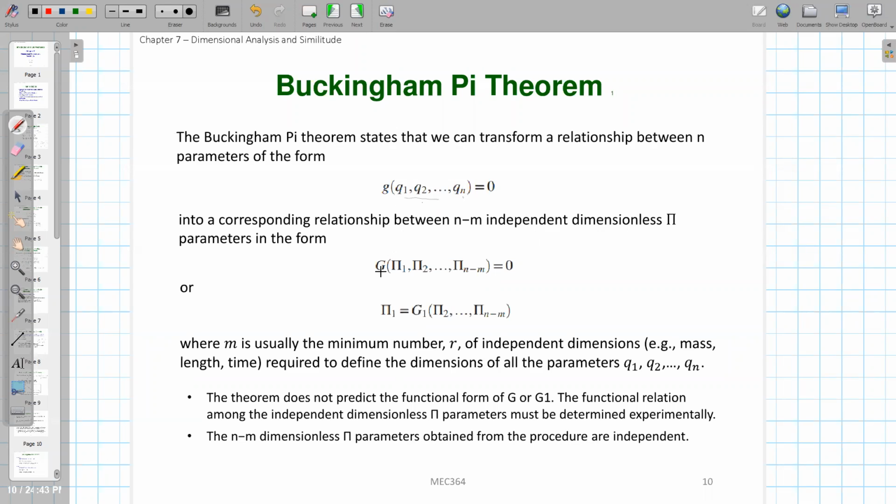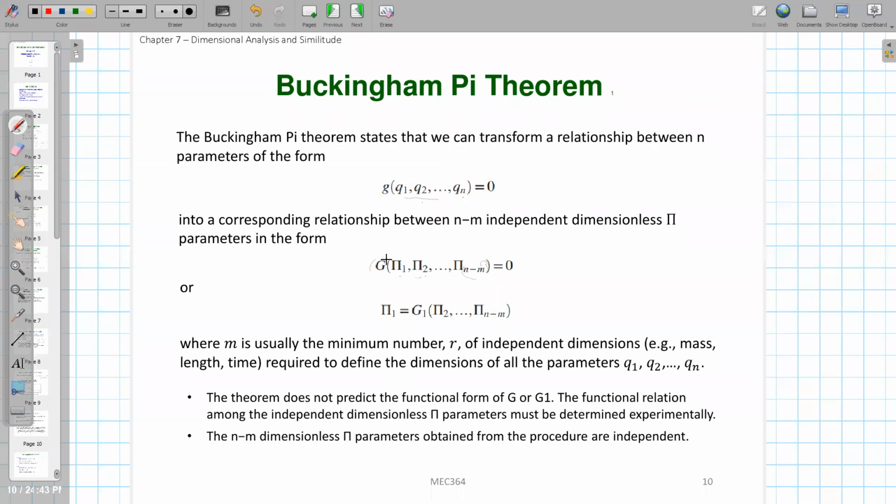So we can see that the problem really depends on this dimensionless function, large G. This large G is a dimensionless function because it only involves the dimensionless parameters pi 1, pi 2 to pi n minus m. This pi is a dimensionless parameter, and this Q is a dimensional parameter. All of these pi 1, pi 2, to pi n minus m are dimensionless because they do not have units. We have n minus m dimensionless parameters and n dimensional parameters, which means that we reduce the number of parameters by m.